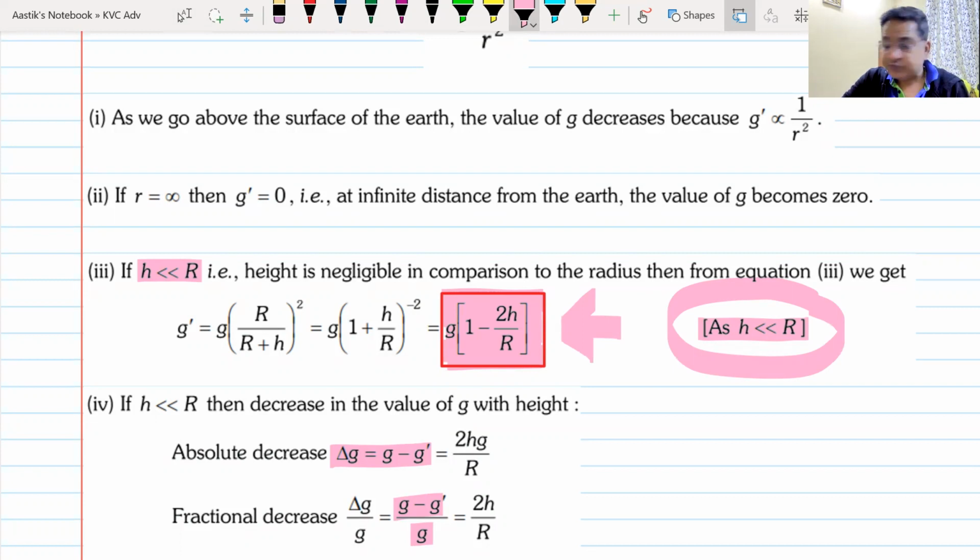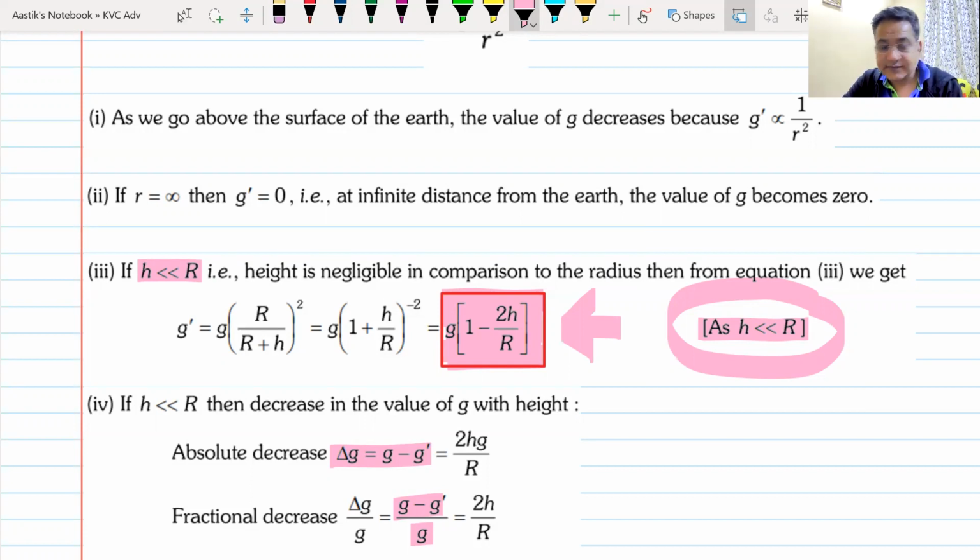The formula for height, 1 minus 2h by R, is only valid when the value of h is very small. But the formula for variation with depth is always valid because that is the right formula and we have not taken any approximation. So remember this because you might make a mistake. Once you use this formula, you might think that the other formula is also of the same type. The other formula is an approximate formula. I hope you will remember this.